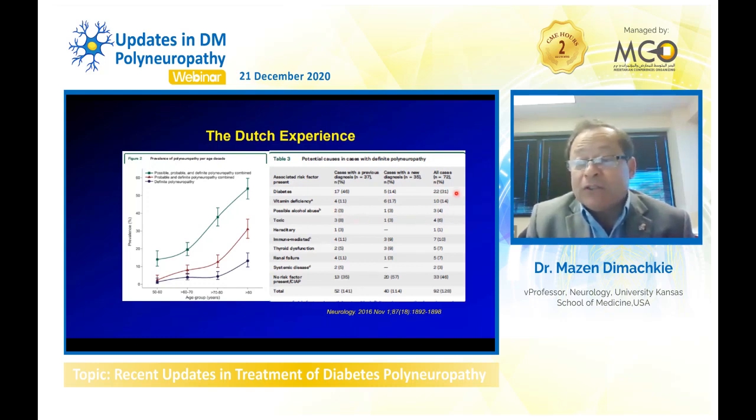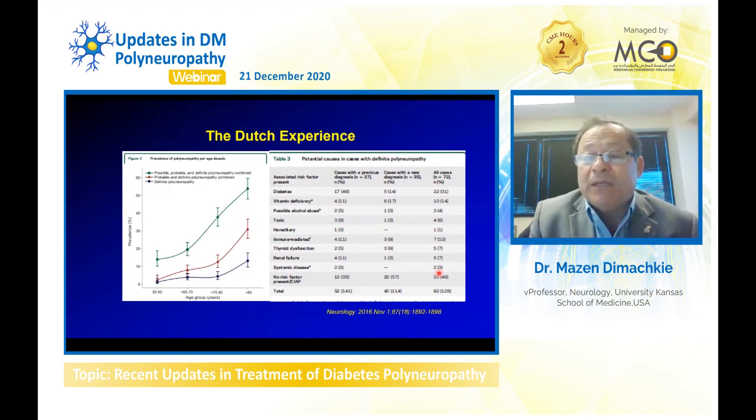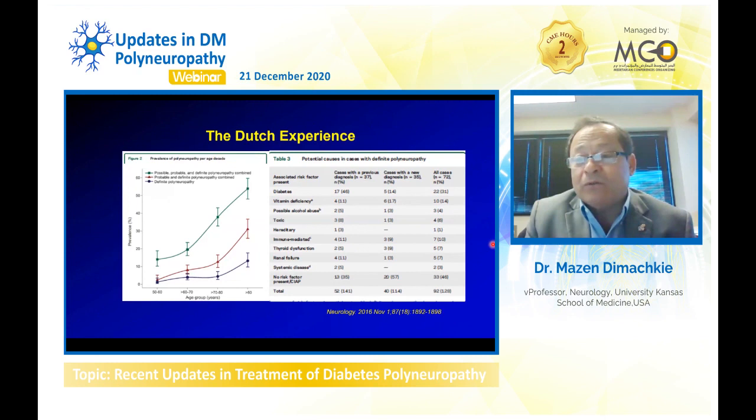Now, for causation, notice this, diabetes. 31% of all neuropathies were diabetic. In this study, about 46% were without known risk factors, meaning cryptogenic sensory neuropathy. Diabetes could be number one, but in this study, it was the number 2 cause. I know earlier on we heard it could be the number 1 cause. It depends on the local population. This is the Dutch population.